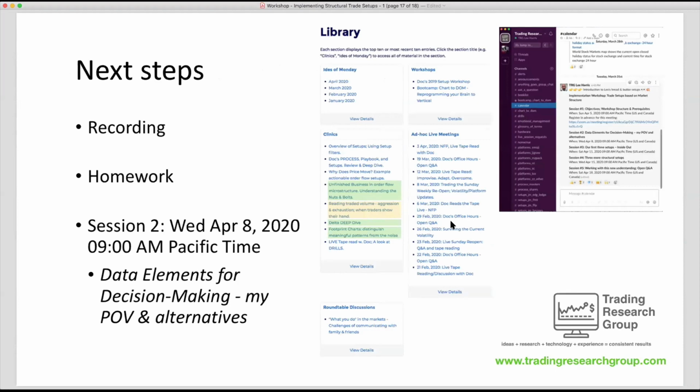So that was a quick recap of the key concepts that I'm going to be using within the framework of our trade setups. In terms of next steps, a recording of this is going to be posted publicly for our non-TRG members on Vimeo, but it'll also be a link in our library. Of course, you can review this. That's going to be in place by close of play tomorrow.